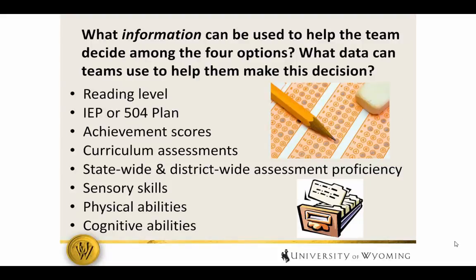Some of the types of information that can be used to help the team make a decision about the need for specialized formats include, but are not limited to, reading level, including formal and informal reading diagnostic information, indications in the Individualized Education Plan or 504 plan, academic achievement scores and grades, curriculum-based assessments, statewide and district-wide assessment participation and proficiency, sensory abilities, physical abilities, cognitive disabilities.